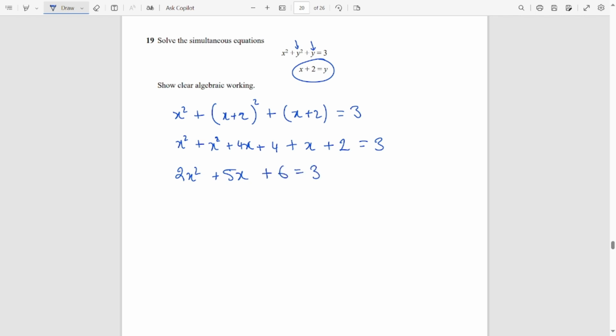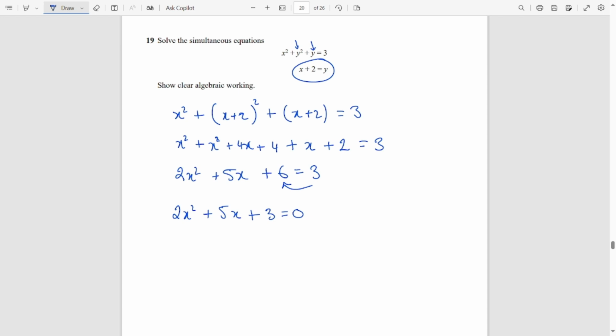Now, as I said before, when you're solving a quadratic, you want everything on one side of the equals. So I'm going to subtract 3 over here to get it all equal to 0. So 2x squared plus 5x plus 3 is 0.